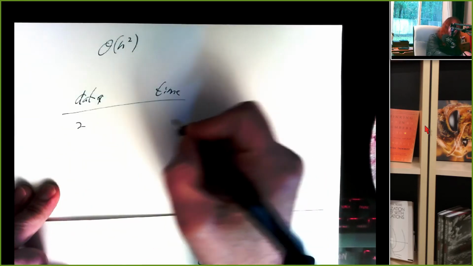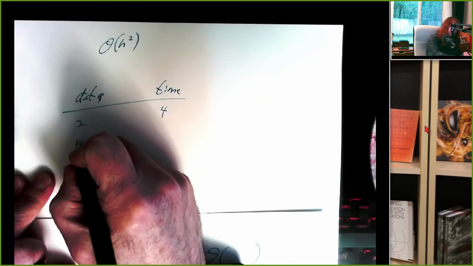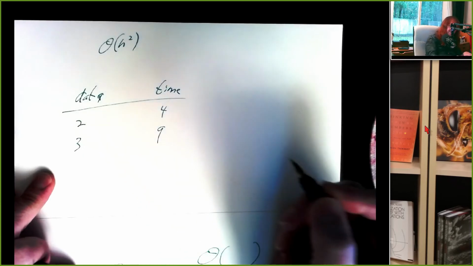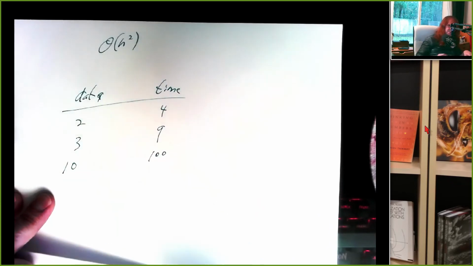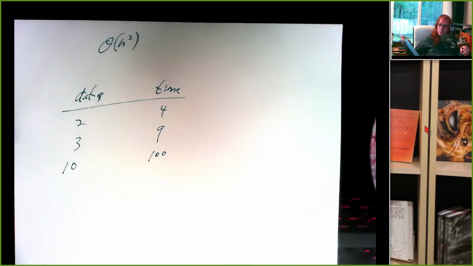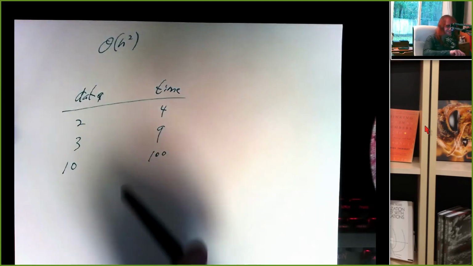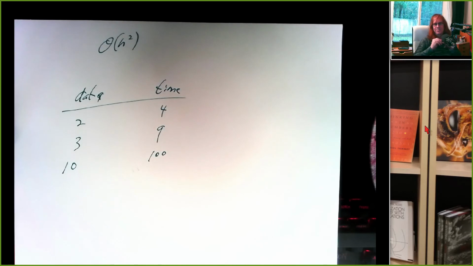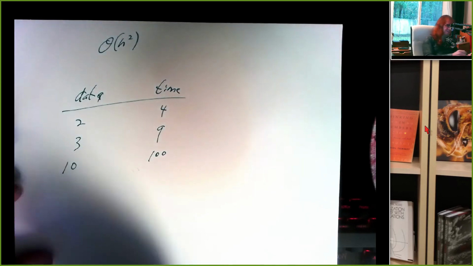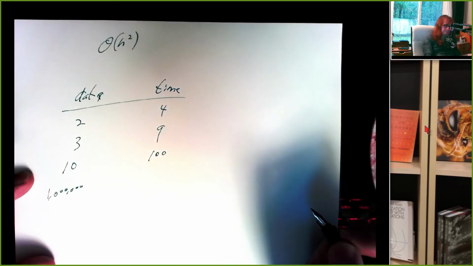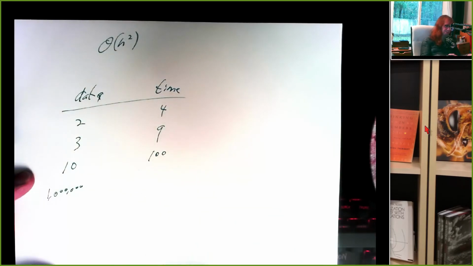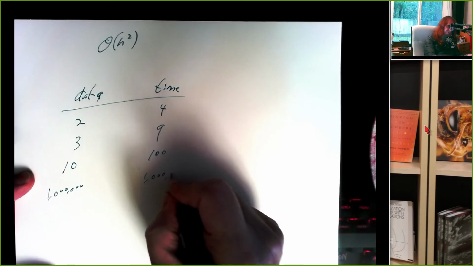If you double the amount of data, it takes 4 times as long. If you get 3 times as much data, it takes 9 times as long. If you take 10 times as much data, it takes 100 times as long. Right, that's something that we call order n squared. And it's not a very happy place. Because if your data goes up by 1,000,000, the time required to run your algorithm goes up by 1 trillion.